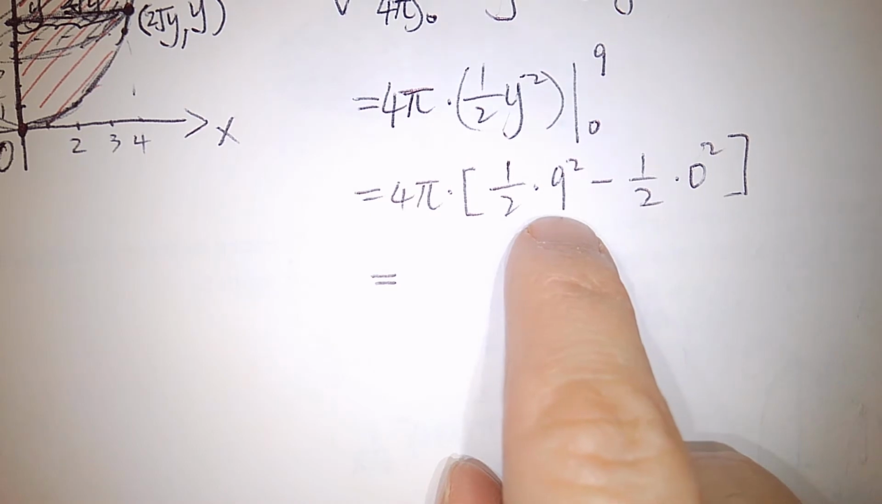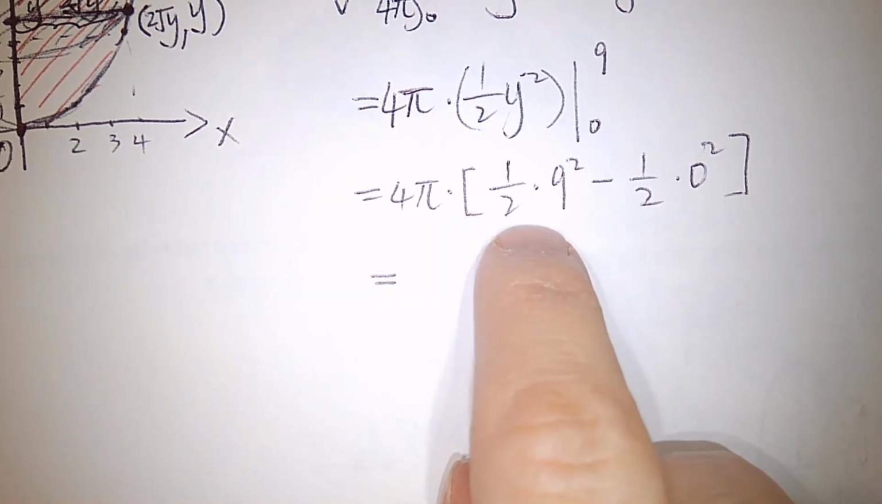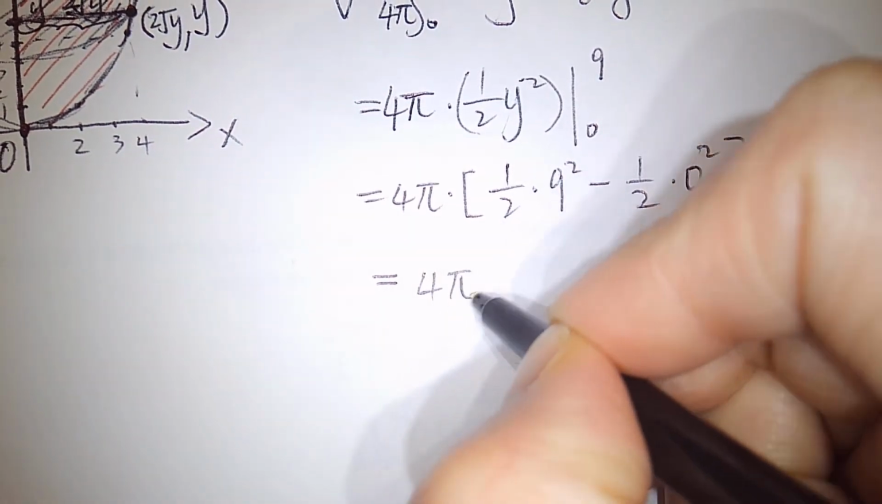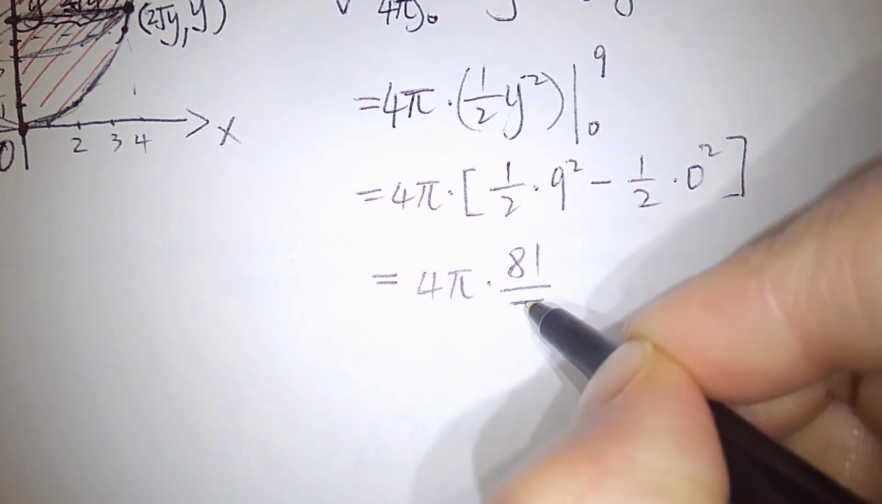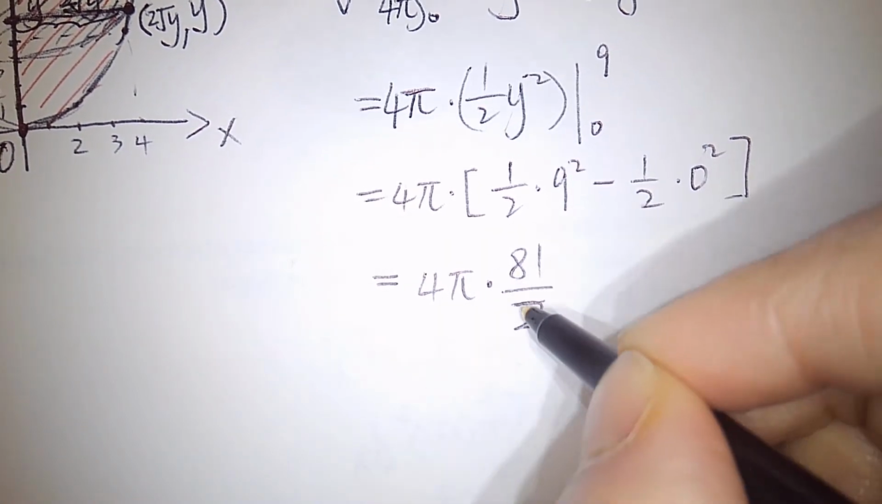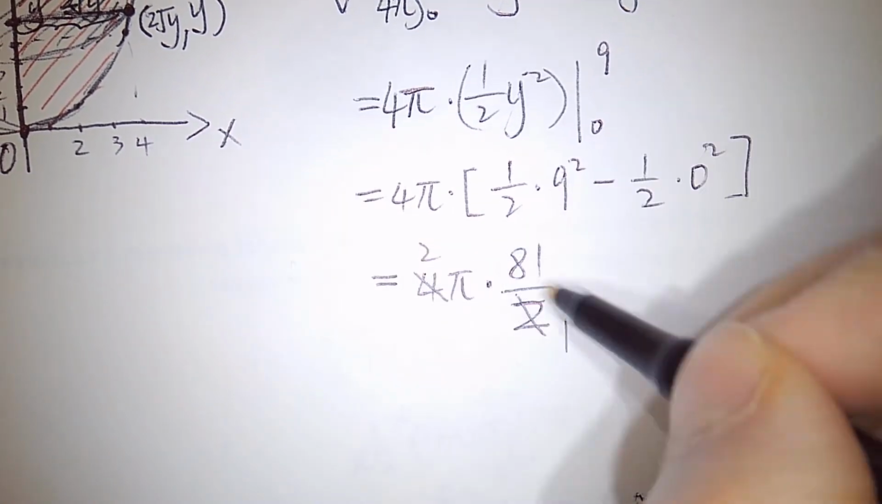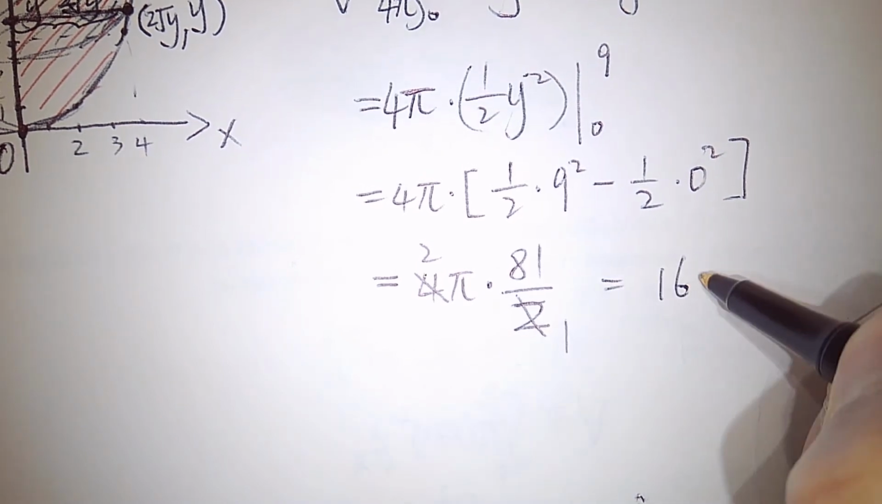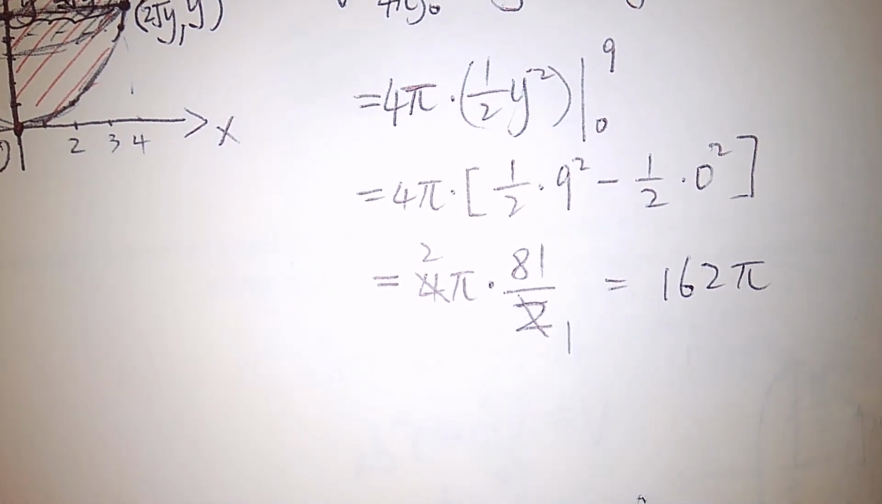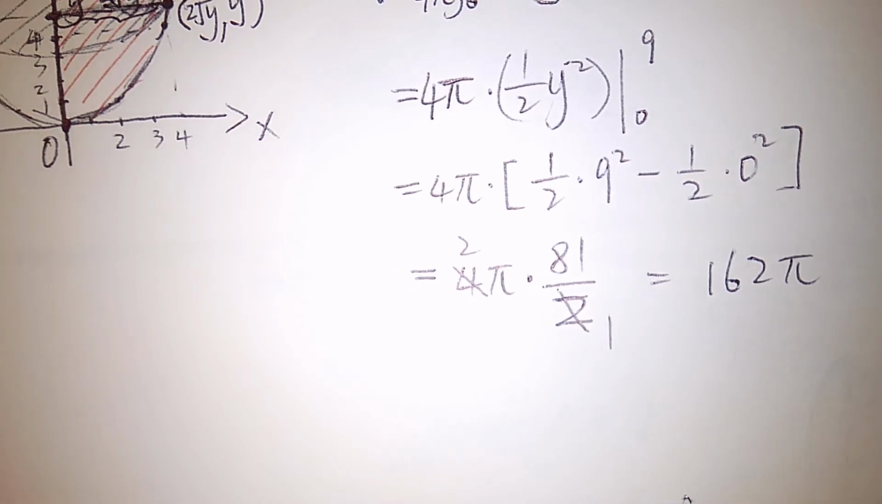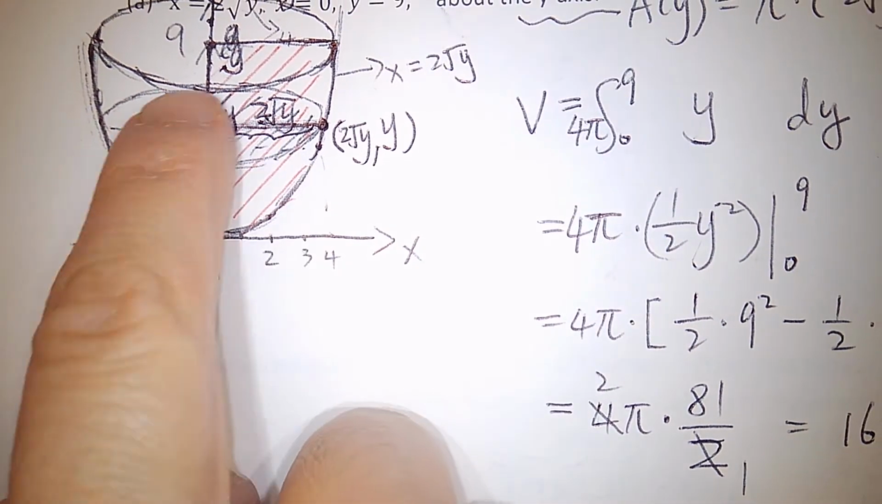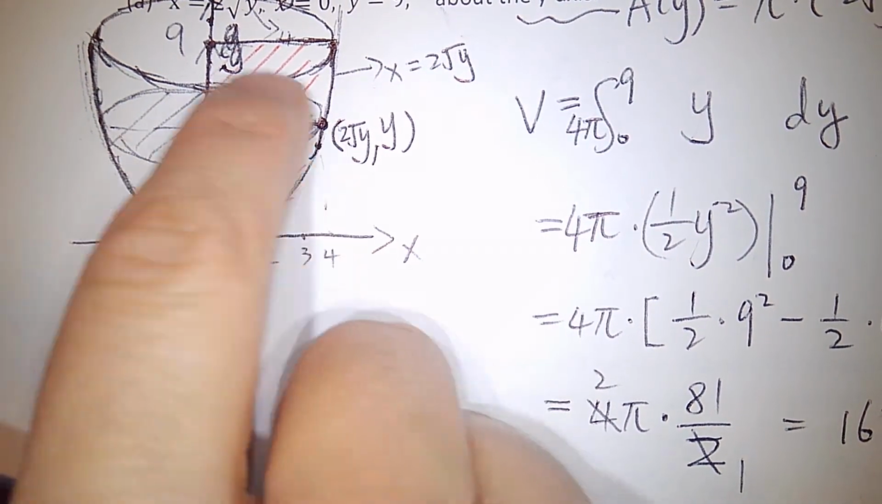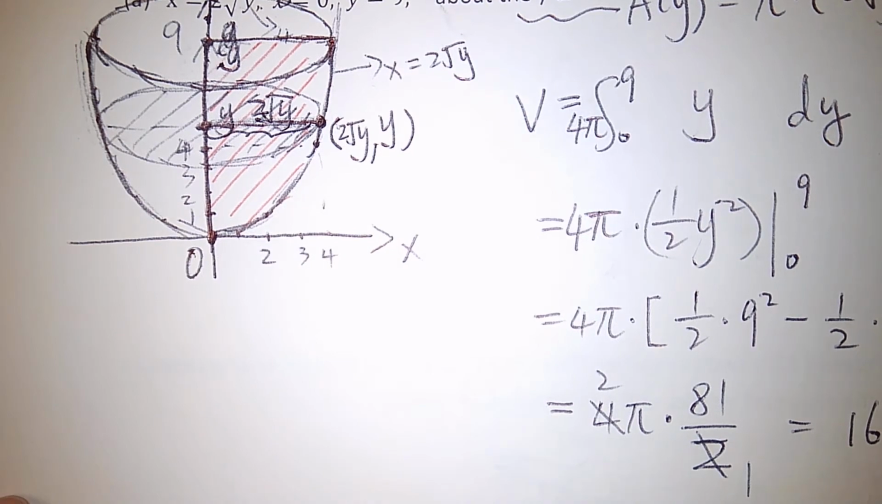4 pi, this is 81 over 2, right? So 4 pi times 81 over 2 is... what do you get? Do you get 162 pi? Yes. Okay. See, this is a disk case, okay? Yeah, it's a disk.